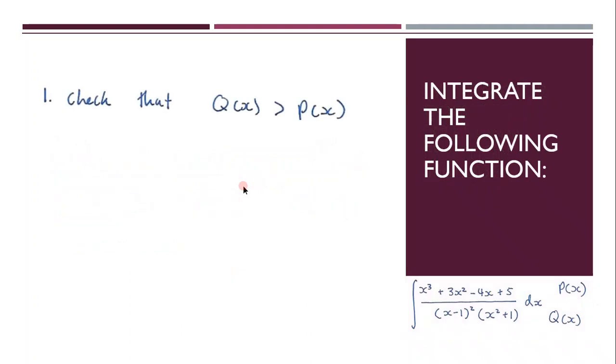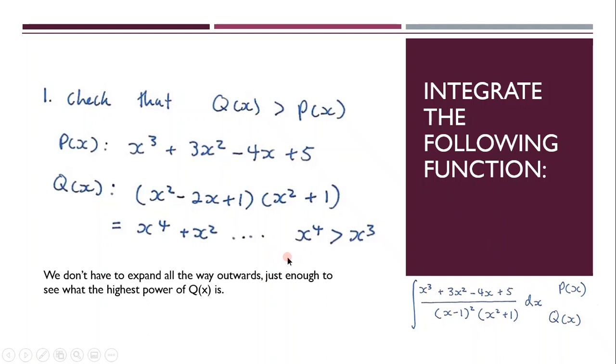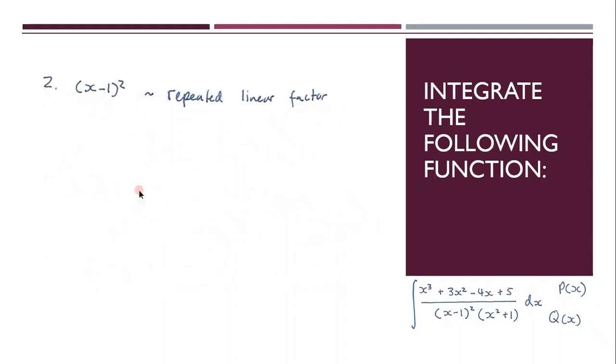So check to see that qx is indeed larger than px. Need to make sure that this is larger than this one. So when you do this sort of thing, you don't need to go all the way and multiply it all the way. As soon as you see that it has a factor or a polynomial that is larger than the numerator, you're done, you're finished. That's it. So there's no need to do long division here.